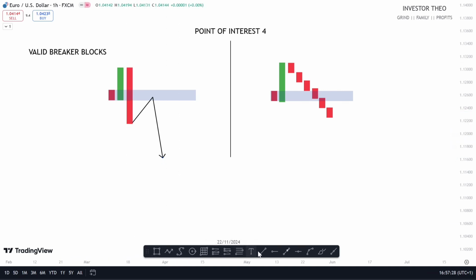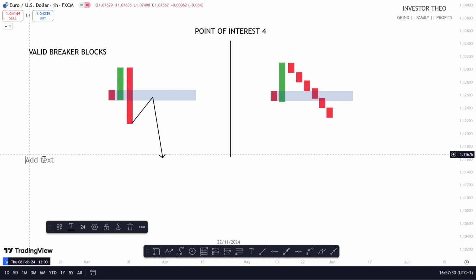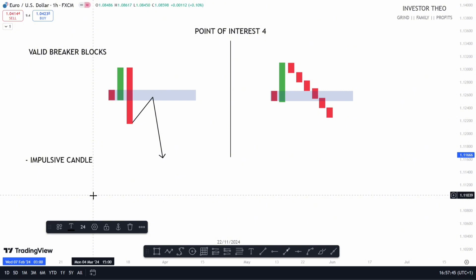Number one, it has impulsive candles. Let me just type this right down. We have impulsive candles over here. There should be impulsive candles, but you can do the English directly. The second reason why I'm still going to follow through with it as a valid breaker block is that we have fair value gaps.